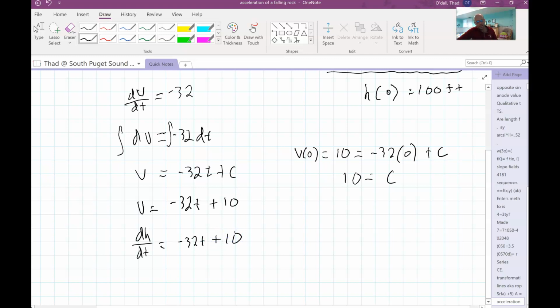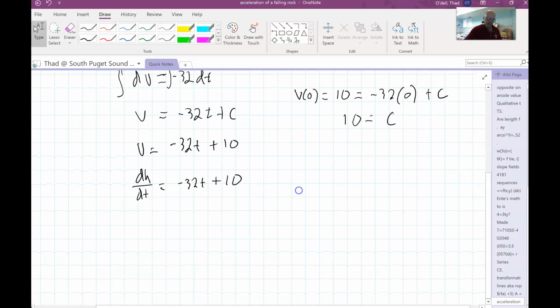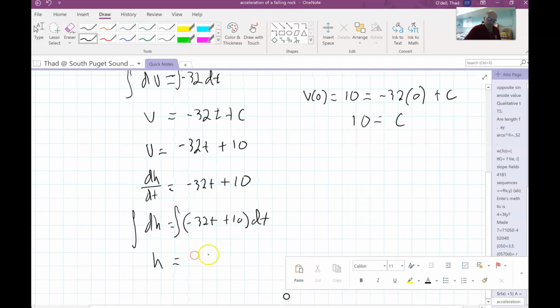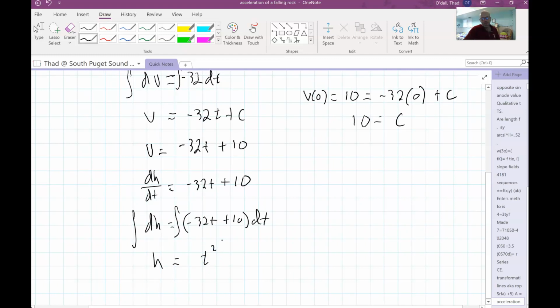And so then I realize I have a differential equation again. So I'm going to separate variables again, and I get dh is equal to negative 32t plus 10 times dt, because I multiply both sides by dt. Now it's set up nicely so I can integrate both sides. I take the integral of both sides, and I get h on this side, and over here it's got to be t squared, and if I multiply out front by 2 and drop the power 1, I would get 2 out front, so that means we need a negative 16 in here to make it work out right. And of course the integral of 10 would be 10t, and then we need a plus c again.